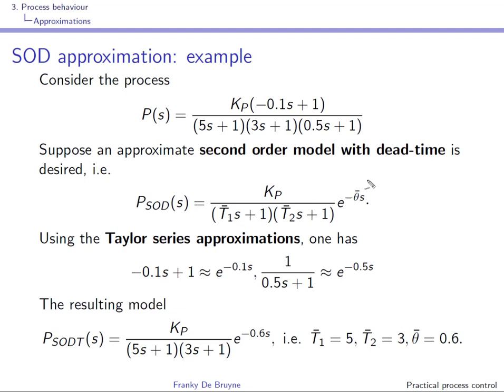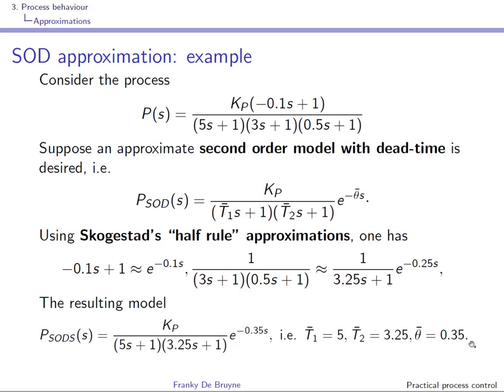So what we will do is we'll approximate this lag time constant and this lead time constant by a delay using the Taylor series approximation, right? If you do that and you add the effects of the two delays, you end up with a delay of 0.6 seconds. And as you can see, we have retained the two biggest time constants.